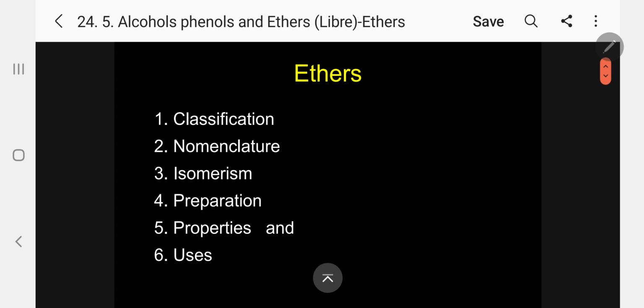So, coming for the general study under these ethers, as usual, first one, test for functional group. I have not given it here because we have already discussed it under the classification of compounds. Kindly refer. So, what I am going to discuss, as usual, is classification, number 2, nomenclature, number 3, isomerism, number 4, preparation, number 5, properties, and number 6, uses of aliphatic as well as aromatic ether.